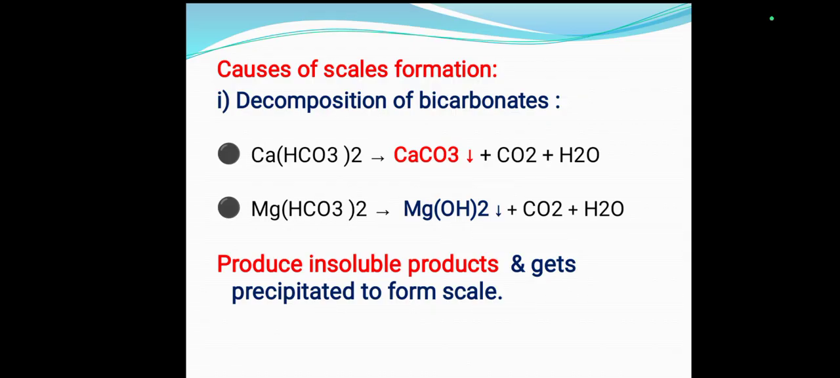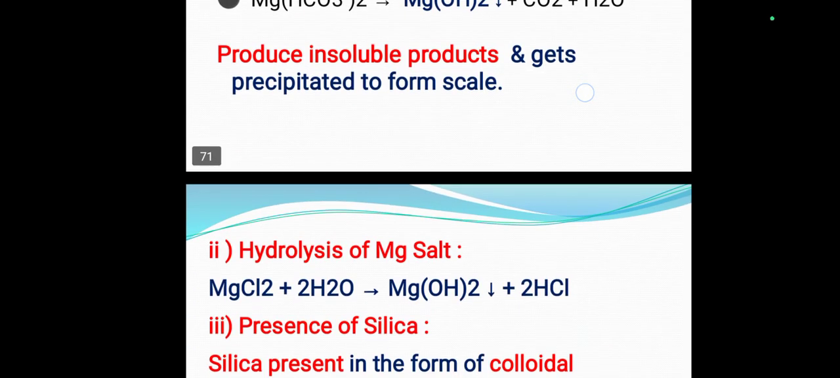So these both reactions we have already seen in temporary hardness removal. How to remove temporary hardness? Simply on boiling. Right. So likewise here, the bicarbonates decompose, and after decomposition they produce insoluble products, and those insoluble products stick to the inner side of the boiler, and that produces a scale.